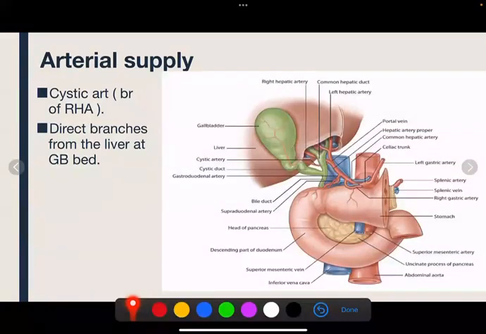The arterial blood supply of the gallbladder. The main arterial blood supply comes from the cystic artery, which is a branch of the right hepatic artery, and some direct branches come from the liver, at the gallbladder bed.